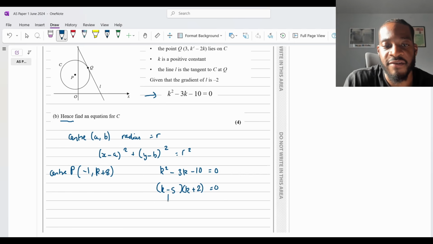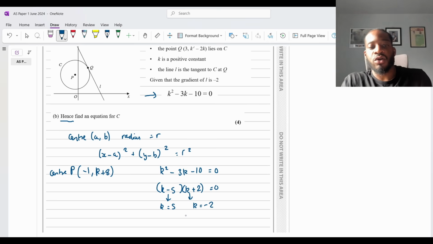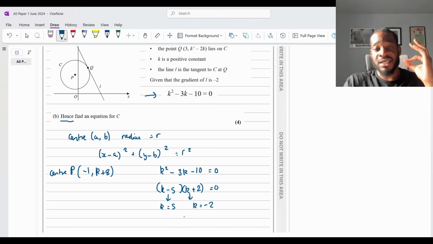So therefore, if I solve both of these equal to 0, k is going to equal 5 or k is going to equal negative 2. So we've got two options. Now, there's only one circle, so there's one center. So that means that there's one value of k. So which one do we pick?